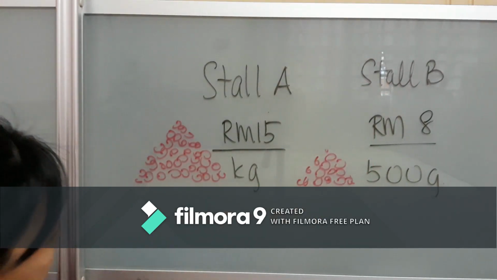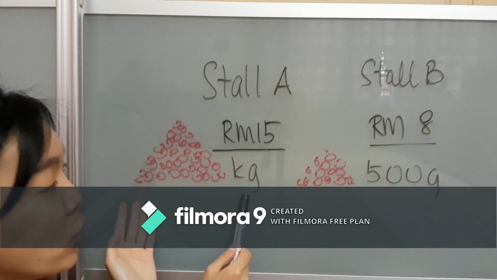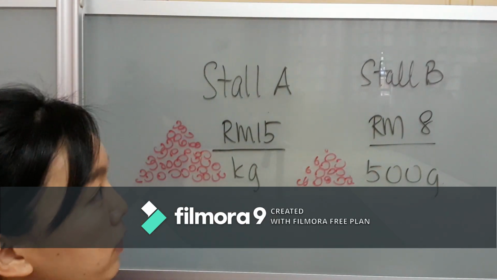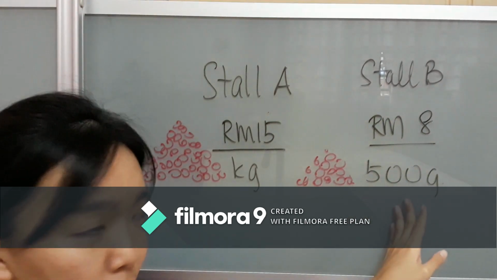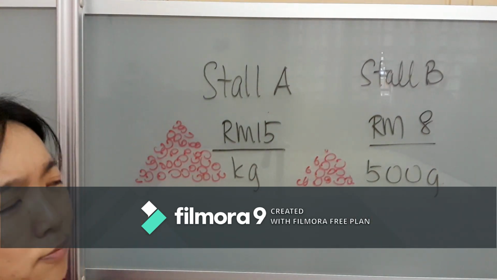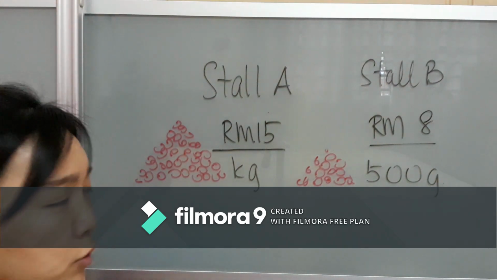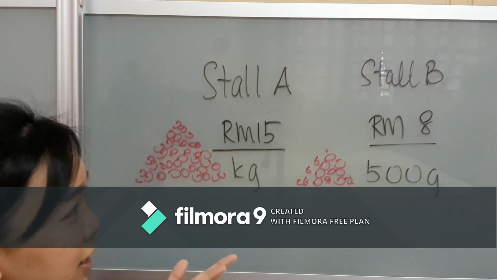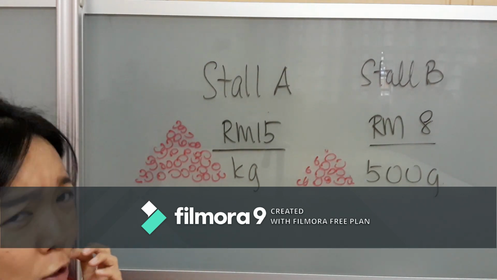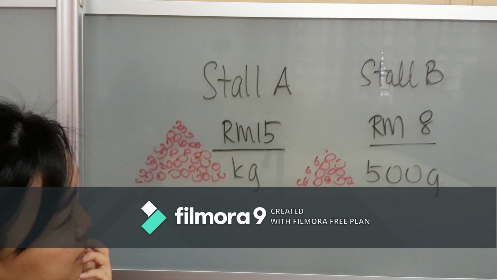Stall A is selling tomatoes at 1 kg for 15 ringgit Malaysia. But stall B is selling 500 gram for 8 ringgit Malaysia. So which stall should I go to? I don't know, I have no idea. Can I use mathematics to solve this?